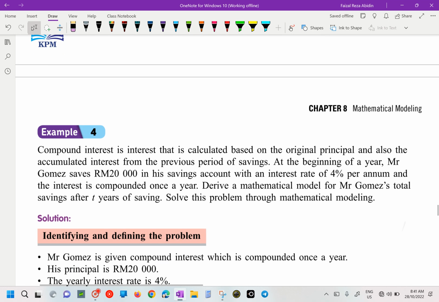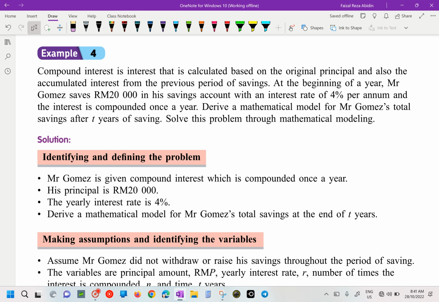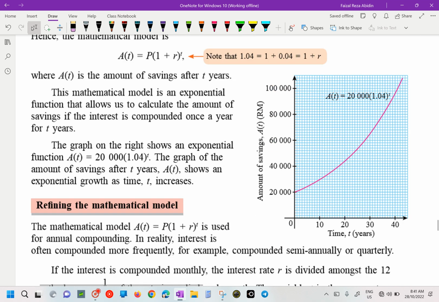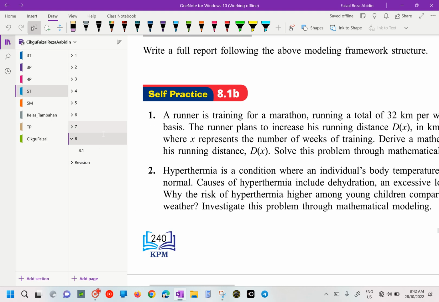That's all. This is example 4. Okay, example 4 you can look at for yourself. Example 4 over here. Okay, self practice now.